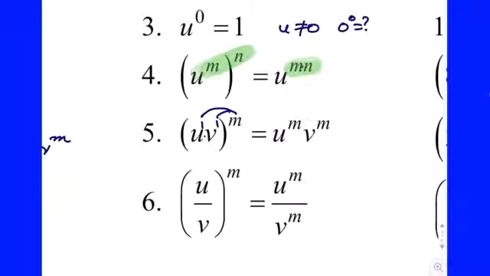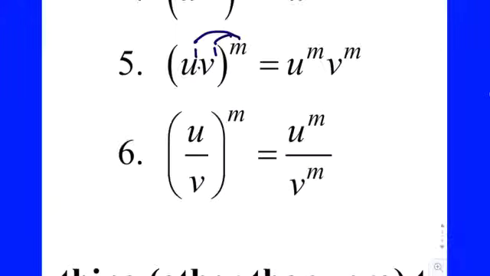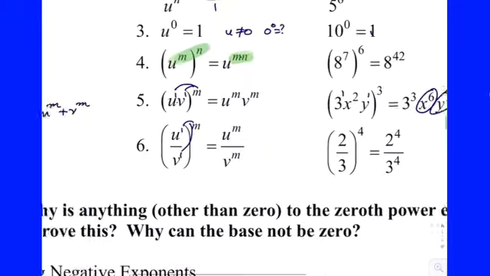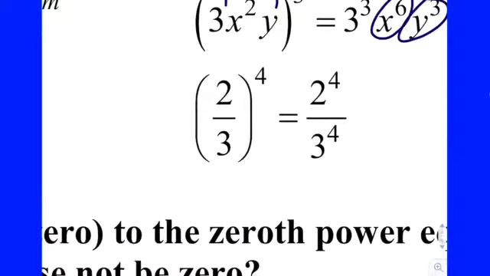Multiplication or division. Okay, very good. All right, the second side of that same coin: if you're dividing two factors to a certain power, you can distribute that to the top and bottom. There we go. So something like this: 2/3 quantity to the fourth is the same as 2 to the fourth over 3 to the fourth, okay?